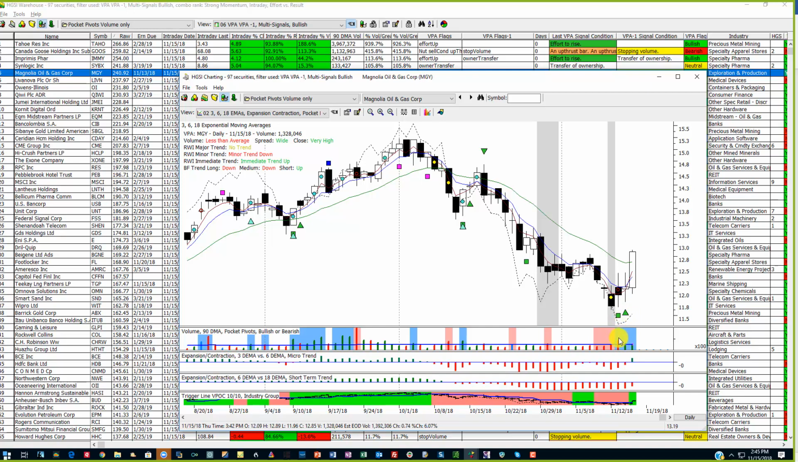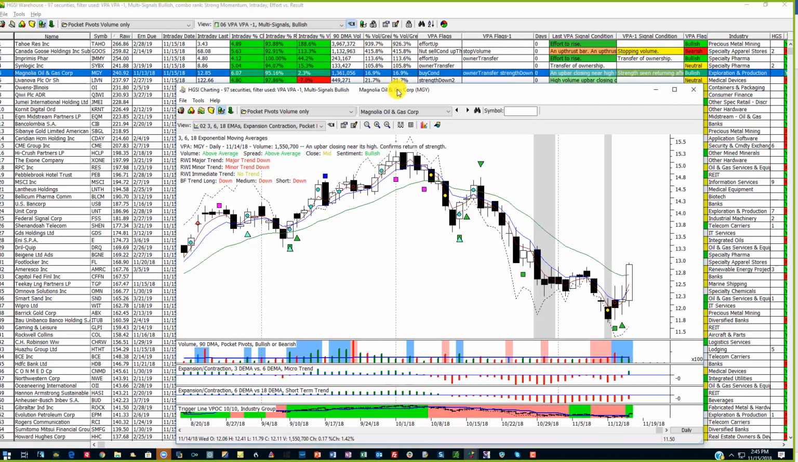But here are 2 days worth of pocket pivots right here in the blue area. And here are your VPA flags, which correspond with the buy condition and the owner transfer. Strength down, here it's bottoming out. Here is that owner transfer.